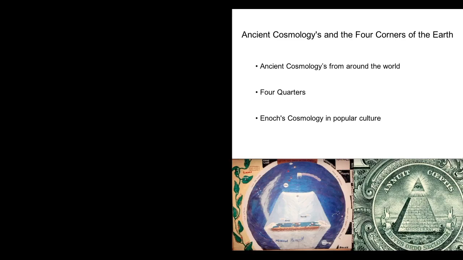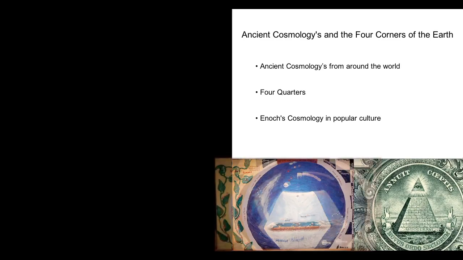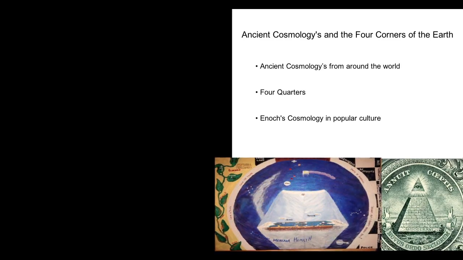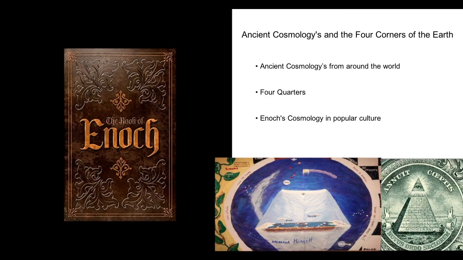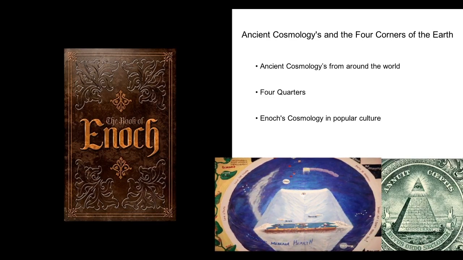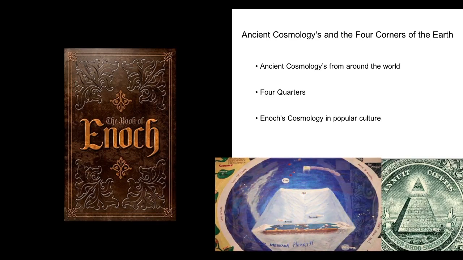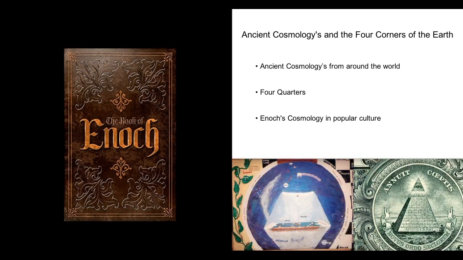So today we're going to cover ancient cosmologies and the four corners of the earth. This will relate to the cosmology you see pictured on the screen, which is outlined in the Book of Enoch in great detail. The cosmology is also found hidden in plain sight on the dollar bill.